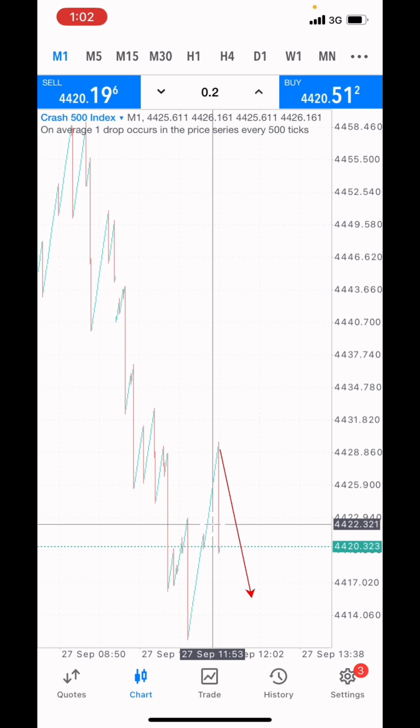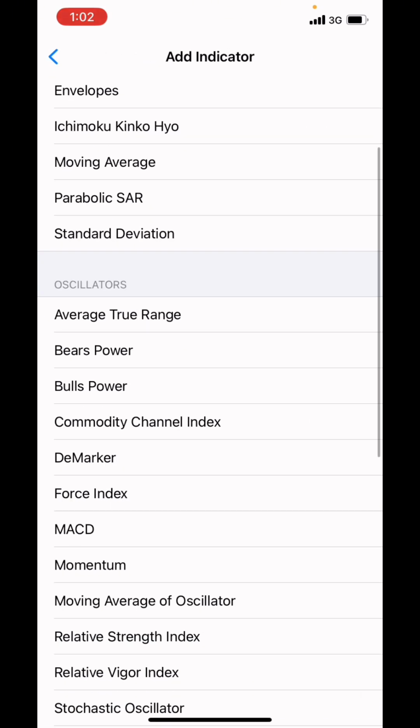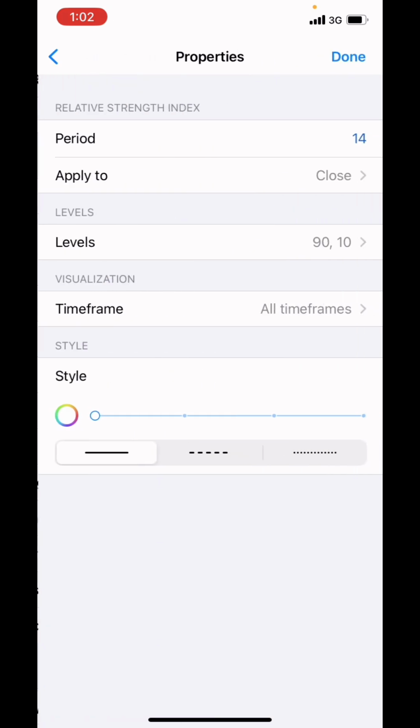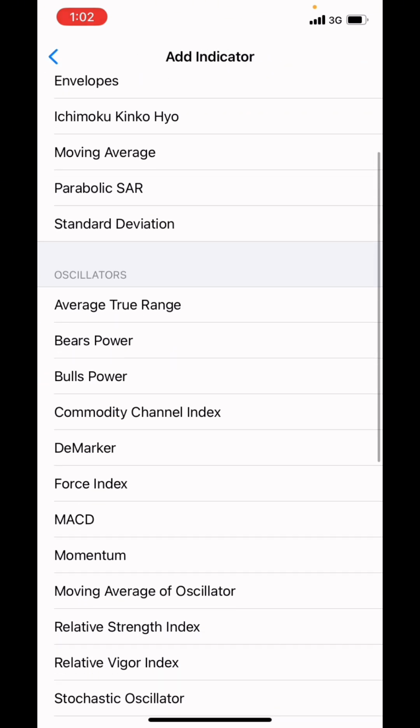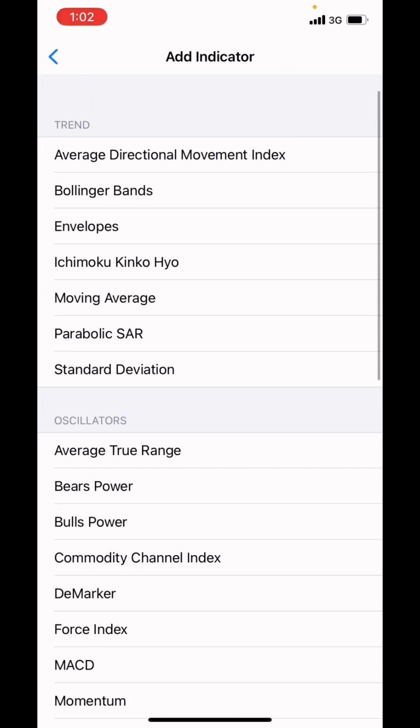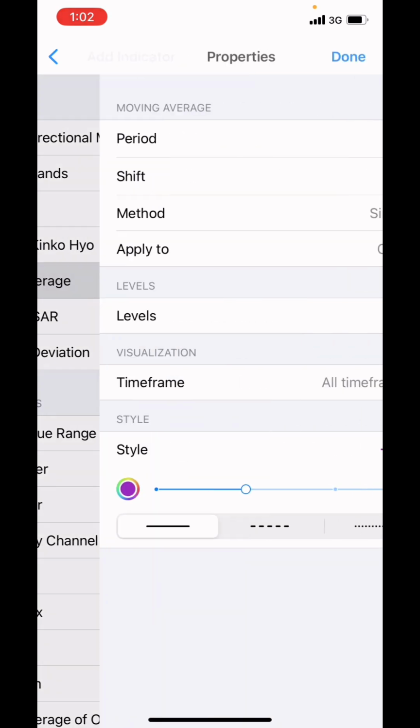So we'll put in a few indicators just to confirm this. We'll put the RSI indicator right here, Relative Strength Index, period 14, apply to close, level 90 and level 10, all time frames, with 1 pixel style. Then you click on done. All right, then you put the moving average on indicator window 1.